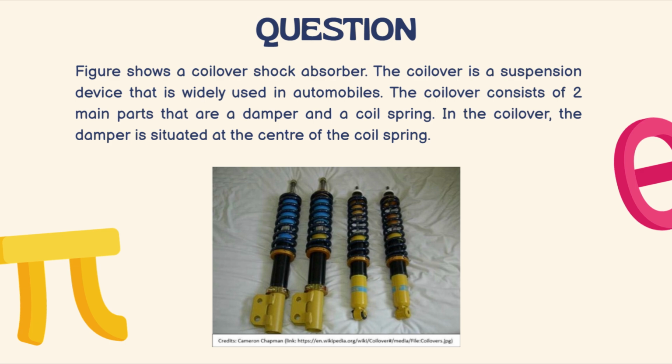The system relies on two main parts, a damper and a coil spring, where the damper sits right at the center. To focus strictly on the dynamic behavior, the question assumes the spring length matches its unperturbed equilibrium length, meaning we can completely ignore the static downward weight of the vehicle for this scenario.